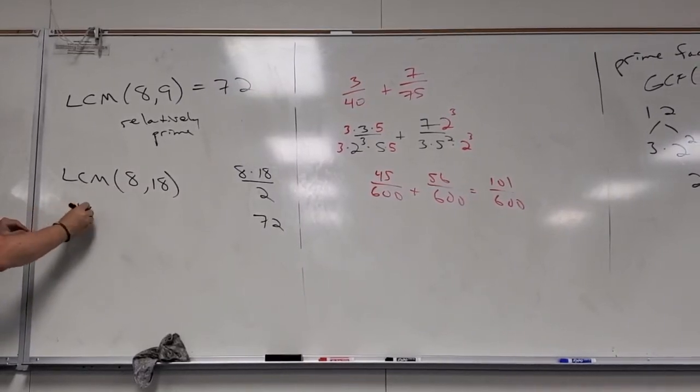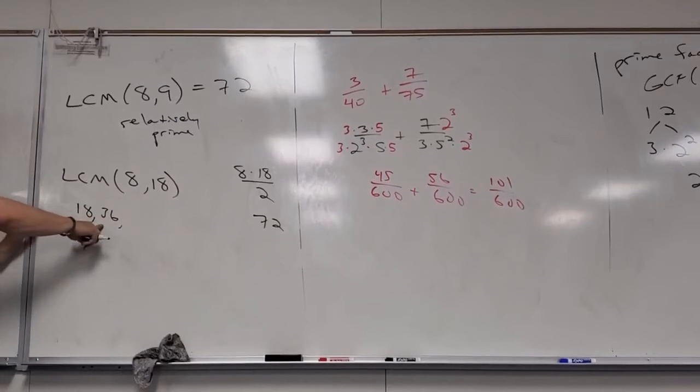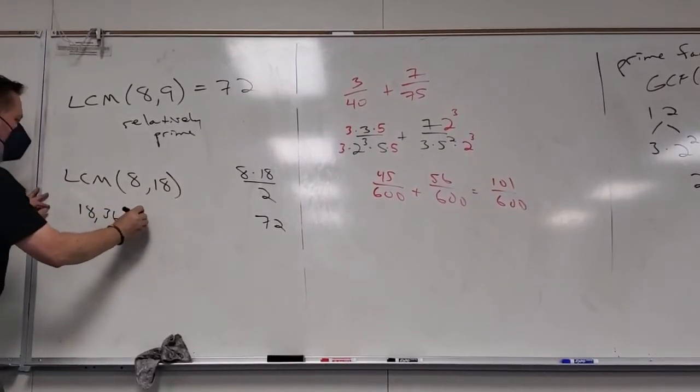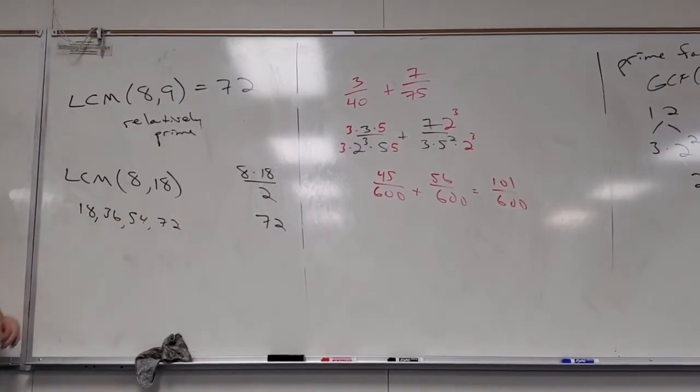We know 8 goes into 72. 18, 36. Right? The minute I get to 36, isn't 72 going to show up? 18, 36, 54, 72. Isn't 72 the answer then?